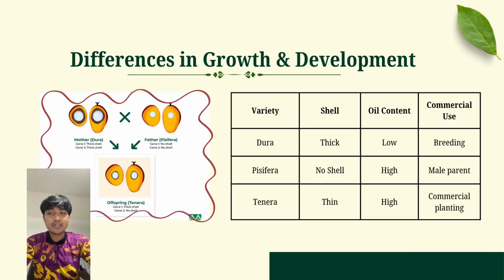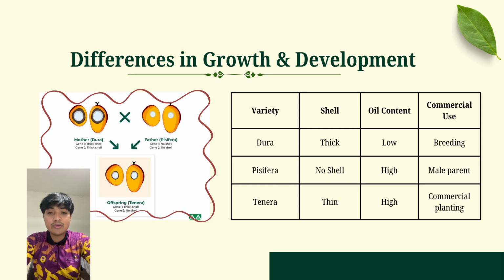For the next part is differences in growth development. There are several differences in growth and development among the oil palm varieties. Dura palms develop thick shells and lower mesocarp content, which reduce oil extraction efficiency. Piscifera palms have no shell and very high mesocarp content, but they experience abnormal fruit development because many bunches abort before maturity. Tenera palms show better fruit development because they inherit good characteristics from both Dura and Piscifera.